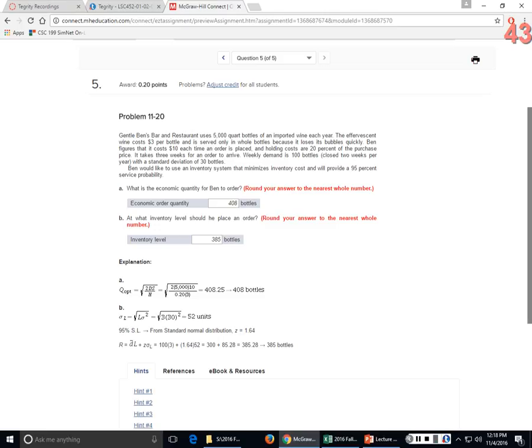The thing where it's easy to make a mistake: make sure that you square your standard deviation of demand first, then multiply it times the lead time, and then take the square root. Whether you're doing it in Excel or on your calculator, make sure you're doing it in the right order of events. Other than that, I think smooth sailing.